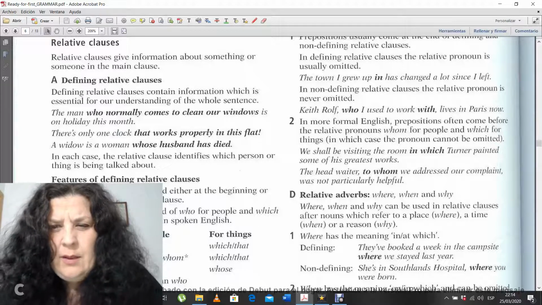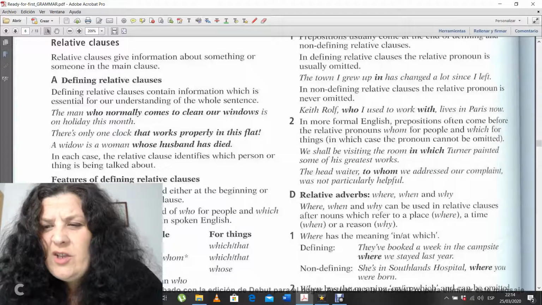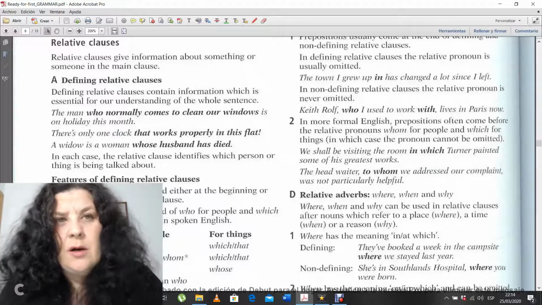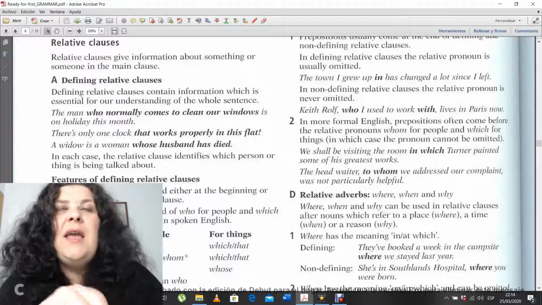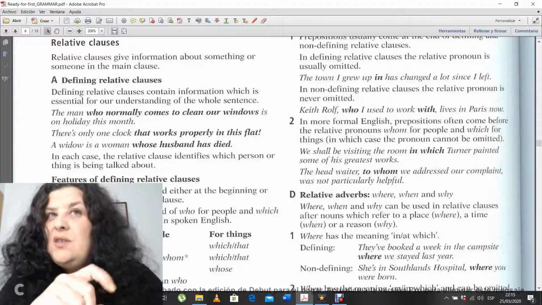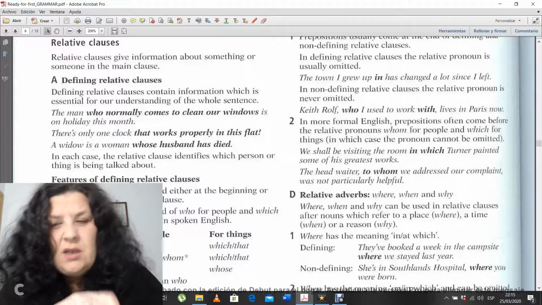So, for example, we shall be visiting the room in which Turner painted some of his greatest works. Okay, so you can do that with which, but you could not say in that. You could not use that. It has to be which, in which.